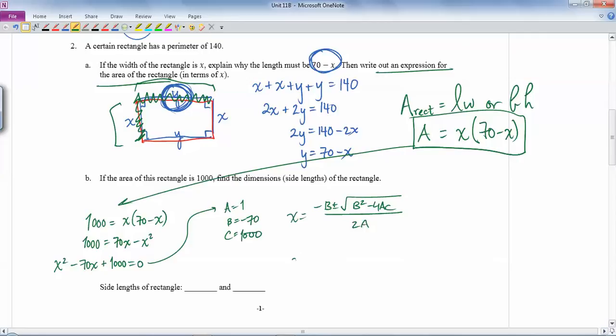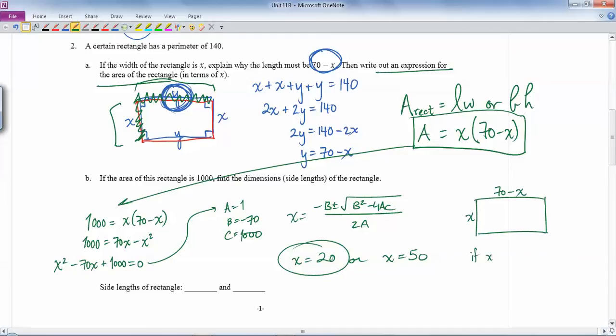And if you do that, we get two answers, x equals 20 or x equals 50. So let's take a look at what happens if x is 20. Remember, our rectangle is x for the width and 70 minus x for the length. So if x is 20, then the length here is 70 minus x. So we end up with 20 by 50. So we know that 20 by 50 works.